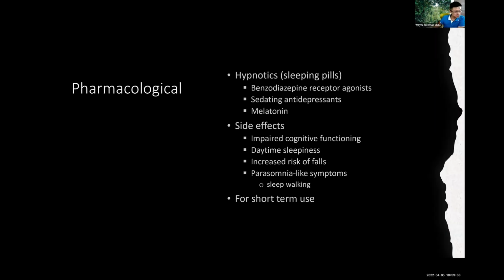Interventions. Pharmacological intervention is one type, as you know. If psychological treatments are unsuccessful, or if the insomnia is in its acute phase, often hypnotics should be considered in the short term. Hypnotics are actually sleeping pills, and you have those 3 types of sleeping pills listed there. Unfortunately, hypnotics have side effects: impaired cognitive functioning, daytime sleepiness, which is usually related to the increased risk of falling down, and sleepwalking or parasomnia-like symptoms. So hypnotics should not be used forever. They should be used only to manage the acute symptoms, and other therapies should follow when appropriate.